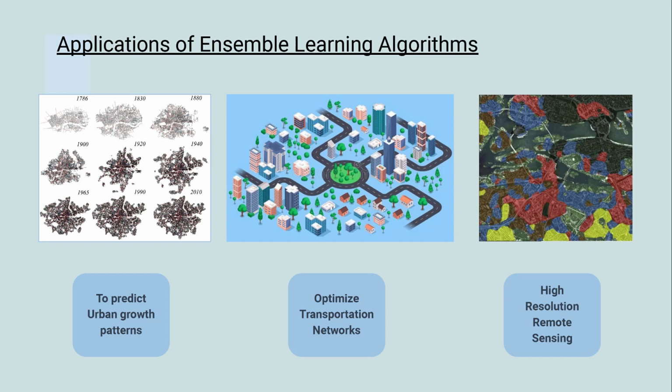Example of ensemble learning in urban planning: a team of researchers from China used an ensemble learning algorithm called AdaBoost to predict urban growth patterns in the city of Wuhan. They collected data on a variety of factors that were known to influence urban growth, including population density, distance to transportation infrastructure, land use policies, and economic development. They then trained an AdaBoost model to predict urban growth patterns based on this data.